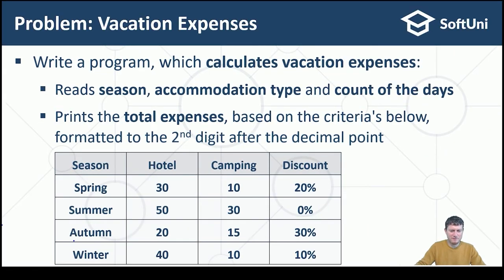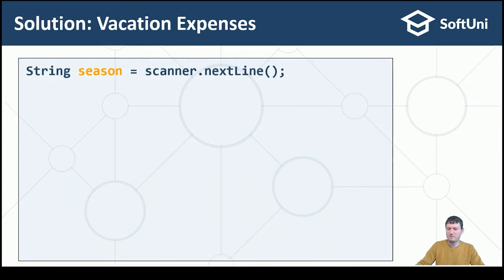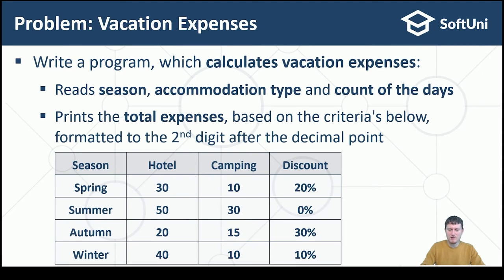150. But if we have, for example, autumn and hotel, okay, the season is autumn, the accommodation type is hotel, the rate is 20, but we have 30% discount, so the rate is 20 by 0.7. Do you agree? It is 1.0 minus 30%. It's 70% of this 20 multiplied by the number of days. For example, it might be 5. So this is how this works. We don't have an example here. Oh, it's a big mistake in this problem. But we should format the output up to 2 digits after the decimal point.